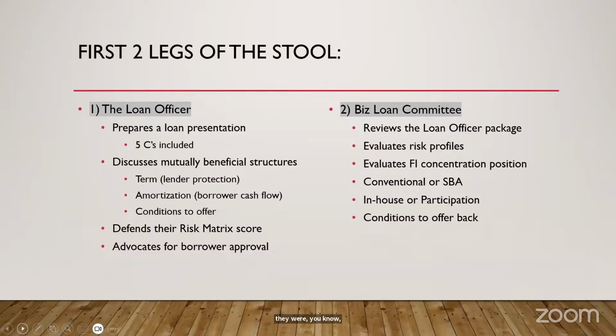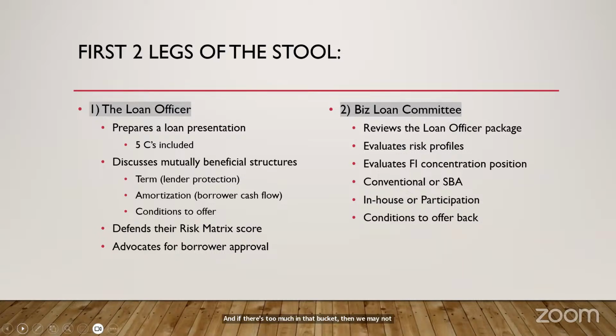The business loan committee also evaluates what's called the financial institution's concentration position. Each financial institution has a specific bucket for different types of businesses. So if your business is retail, then the credit union has a specific bucket for that. I think ours is like 25% for retail, but it can vary. And if there's too much in that bucket, then we may not be able to proceed with that loan request.